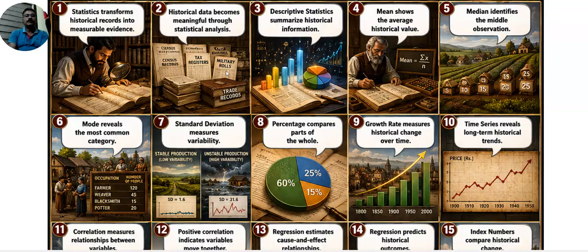The military rolls, the trade records, the tax registers, census records. So mostly the data that are required for historical research are reports, records, registers, secondary data. Okay. So, descriptive statistics. As we know, statistics can be divided into two parts. One is descriptive statistics, another is inferential statistics.